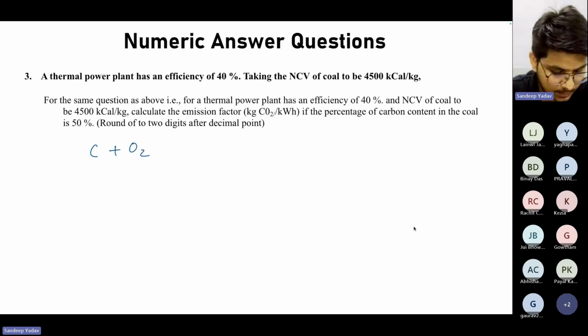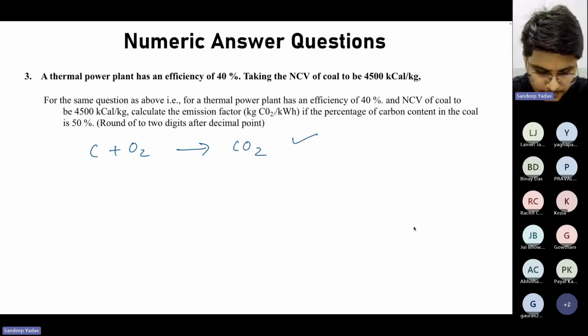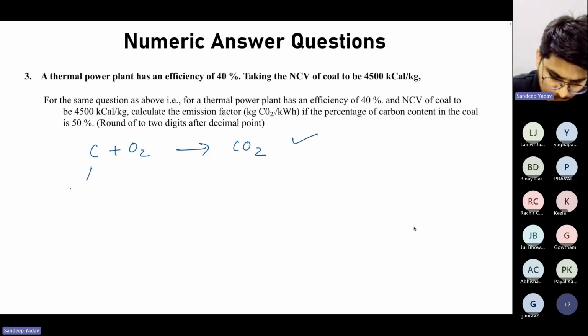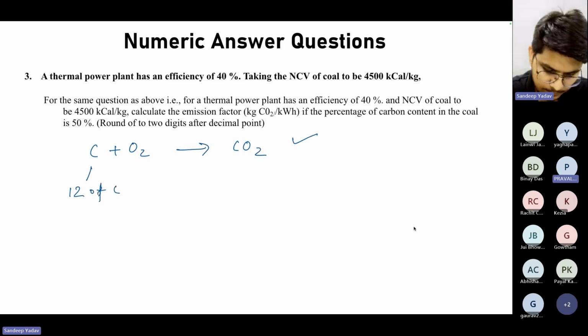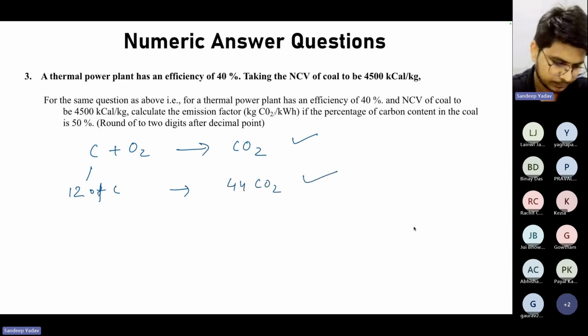We are just taking a very simple equation: C plus oxygen generates CO2. That's how CO2 is being generated in the power plant. So we know that 12 kg of carbon generates 44 kg of CO2.